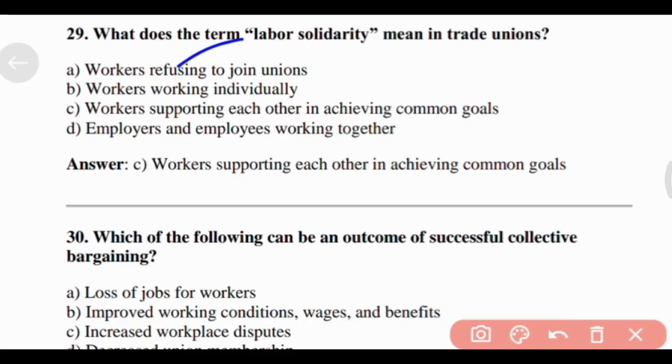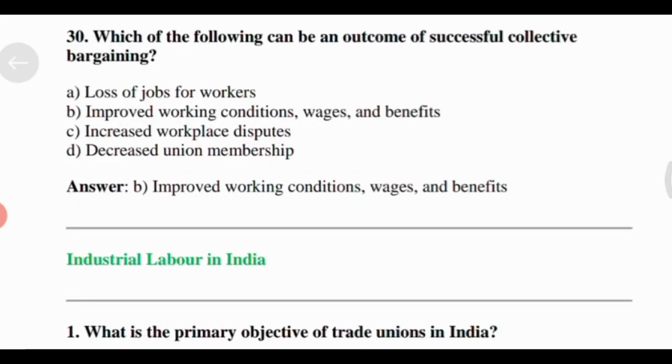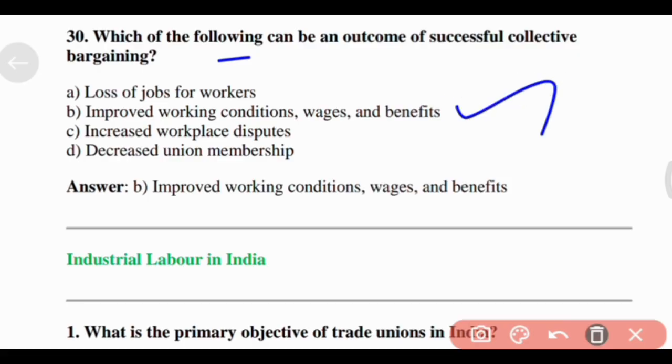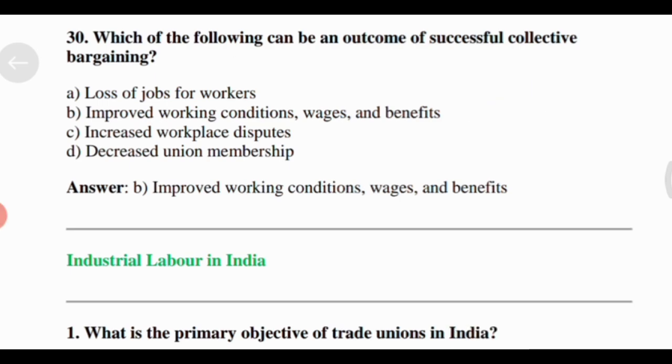What does the term labor solidarity mean in trade unions? Option C, workers supporting each other in achieving common goals. Which of the following can be an outcome of successful collective bargaining? Option B, improved working conditions, wages, and benefits.